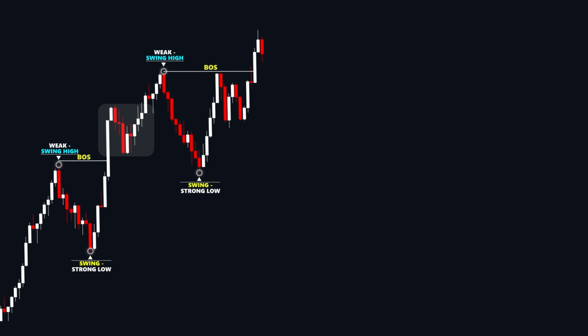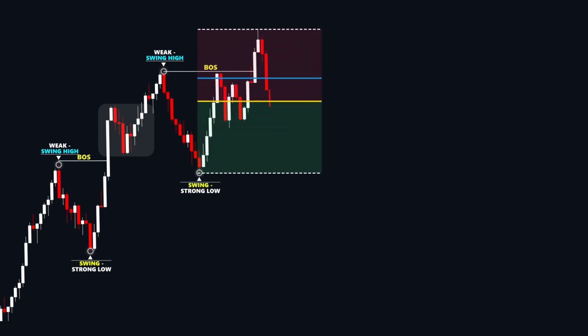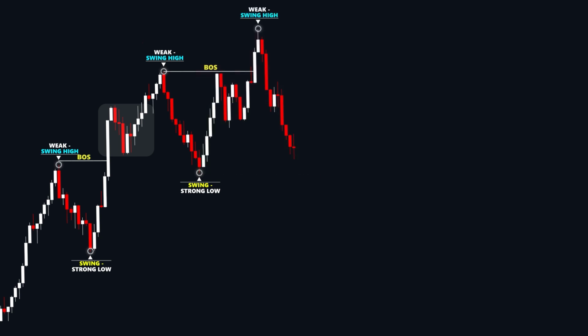Alright, moving forward, we draw Fibonacci again from the new strong low to the high. Price pulls back again, and yes, it touches the 38.2% level. So, once again, this is a valid pullback. We mark the weak high, but now, something interesting happens. Instead of breaking higher, price reverses and moves down, breaking the strong low. This gives us a change of character.